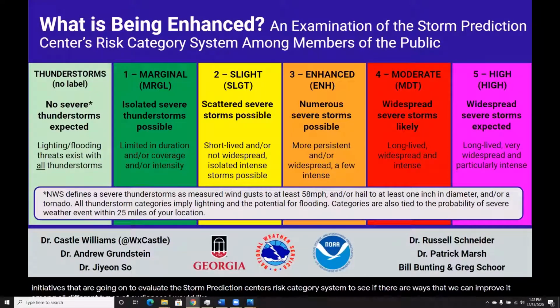I would like to give a shout out to my research team on the left down there at the bottom, and on the right side, our operational partners at the Storm Prediction Center. For without them, this research would not be possible.